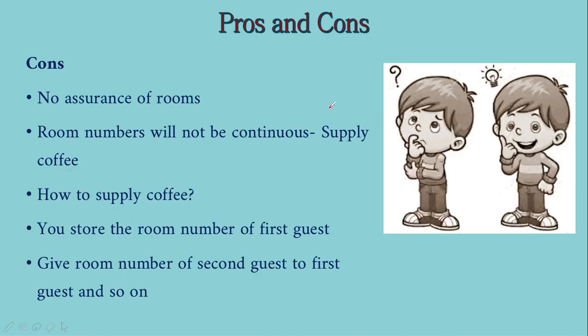But what is the difficulty in this? There is no assurance of rooms, okay? They may not be available, that is the problem, and room numbers will mostly not be continuous, because your guests are not going to come together, right? Your first guest may come by 6 o'clock in the morning, your second guest may come by 6:17, your third guest by 6:32, the fourth guest by 6:35, like this, okay? In between, so many people may come into the hotel and occupy the rooms, right? So your room numbers may not be continuous.